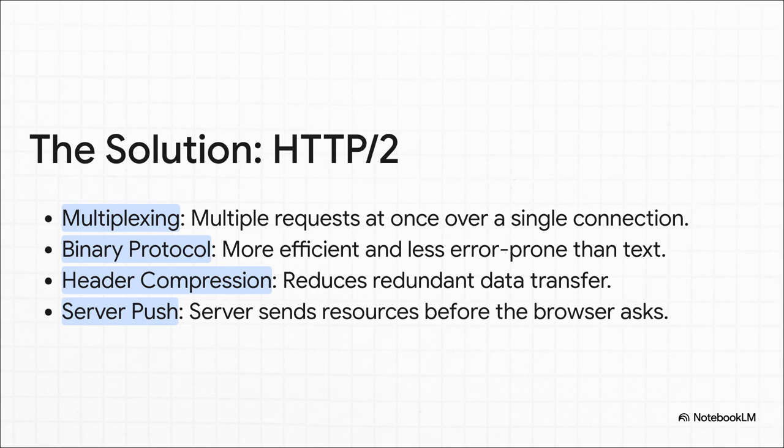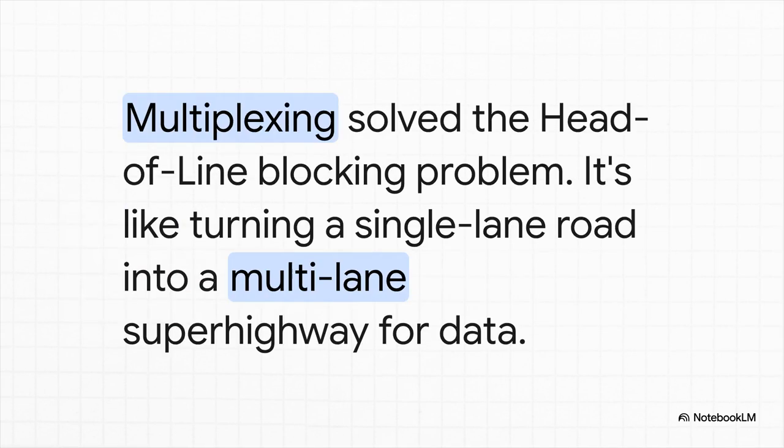The single goal? To make the web feel instantaneous. And the absolute star of the show was multiplexing. This is the magic that finally killed head-of-line blocking. Remember that single-lane highway? Multiplexing turned it into a multi-lane superhighway. Now, that big, slow image can chug along in the right lane, while all the speedy little text files can just zip past it in the other lanes. Nothing gets held up anymore.